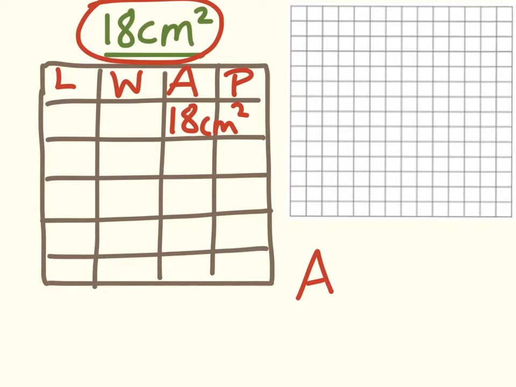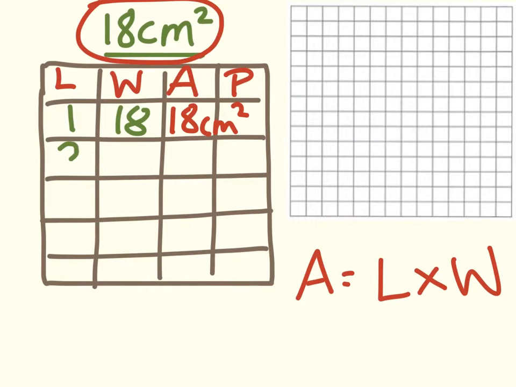Remember that the formula, area equals length times width. So what times what can give me 18? Well, it's always a good idea to start with 1, because 1 can go into every number. So 1 times what gives me 18? 1 times 18, of course. All right. What else could I have? Well, since 18 is an even number, I could do 2. 2 times what gives me 18? 2 times 9 gives me 18. All right. So that also equals 18 centimeters squared.